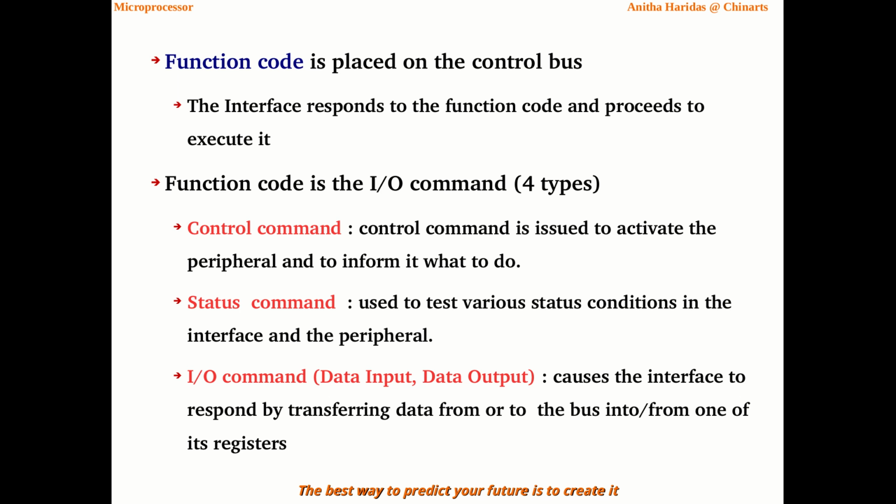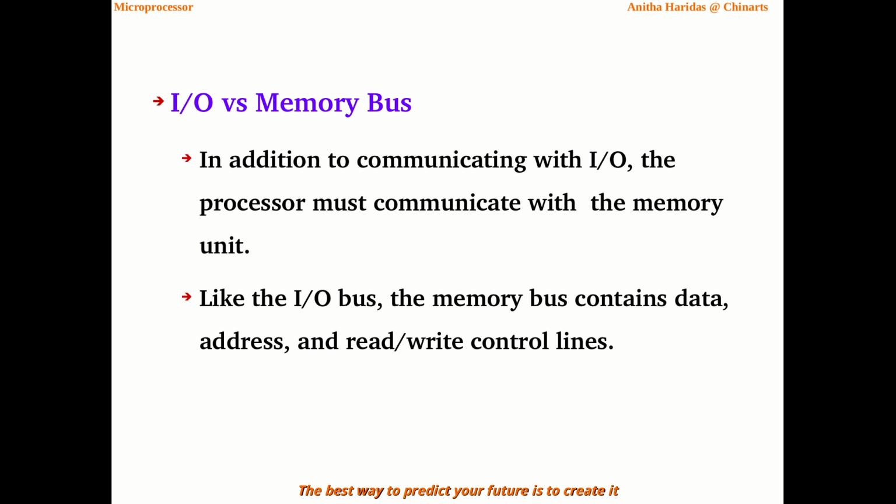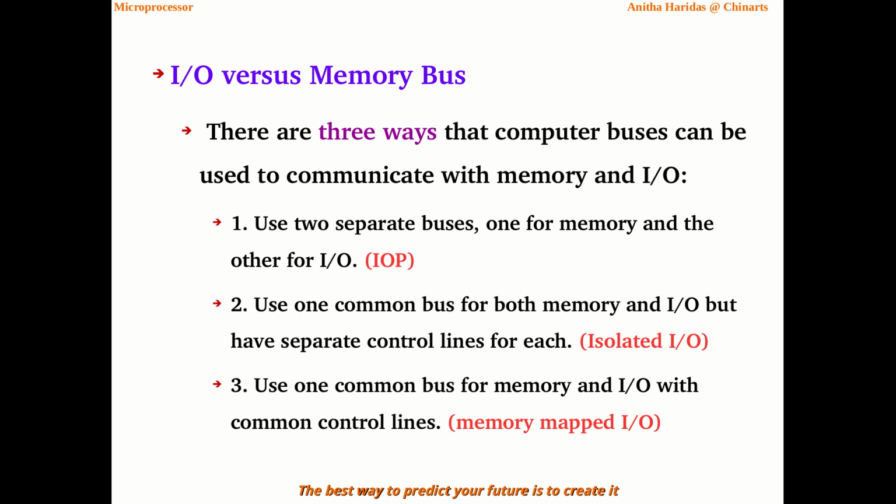We have seen what are the different codes or the commands that are used in the function code, which will be placed on the control bus to operate the input-output devices or the peripheral devices. By the time we have also seen how the communication link is created between the processor, input-output units and the memory. How the bus is organized.